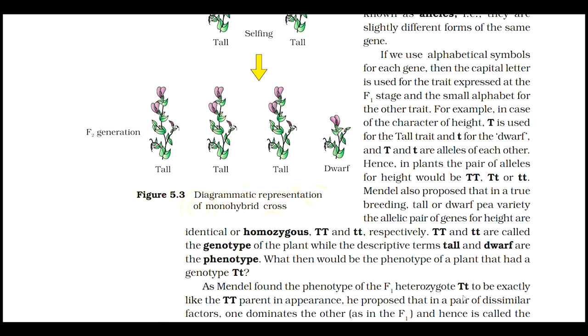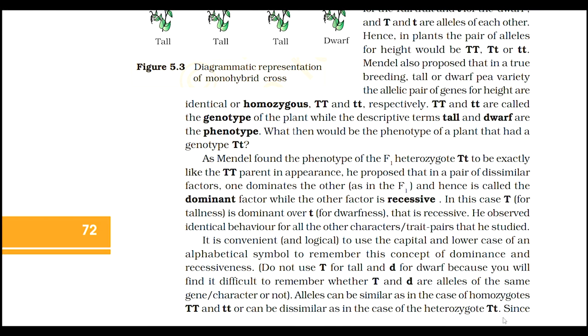As Mendel found the phenotype of the F1 heterozygote capital T small t to be exactly like the capital T capital T parent in appearance, he proposed that in a pair of dissimilar factors, one dominates the other, as in the F1, and hence is called the dominant factor, while the other factor is recessive. In this case, capital T for tallness is dominant over small t for dwarfness, that is recessive. He observed identical behavior for all the other characters or trait pairs that he studied.